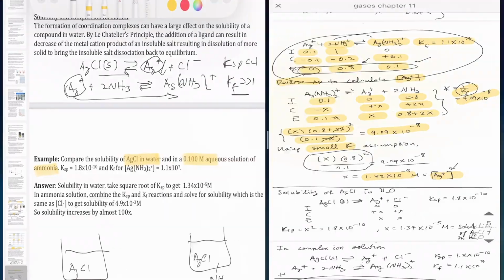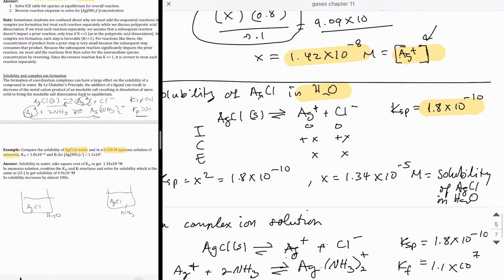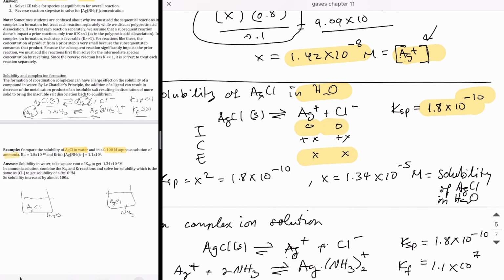So we can do the calculation pretty easily in water. All we need to do is find the Ksp value, which we can look up. It's 1.8 times 10 to the minus 10. And the calculation is just going to be 0 at the beginning, and then at the end you have x of each of the ions.